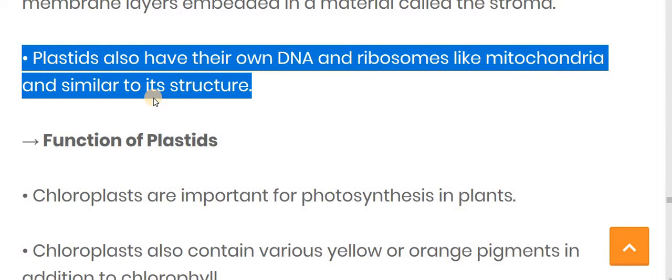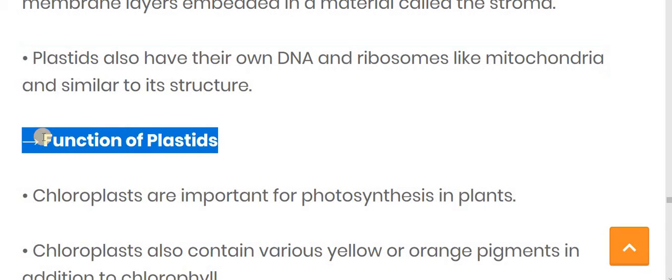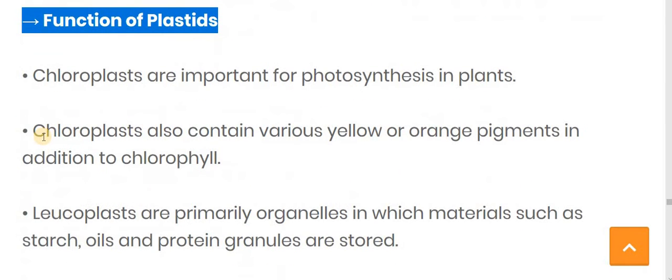Till now we have seen two kinds of organelles. One is the mitochondria, which possesses its own DNA and its own ribosomes. The second is the plastid, which also has its own DNA and ribosomes, like mitochondria. Now let's see the function of the plastid.